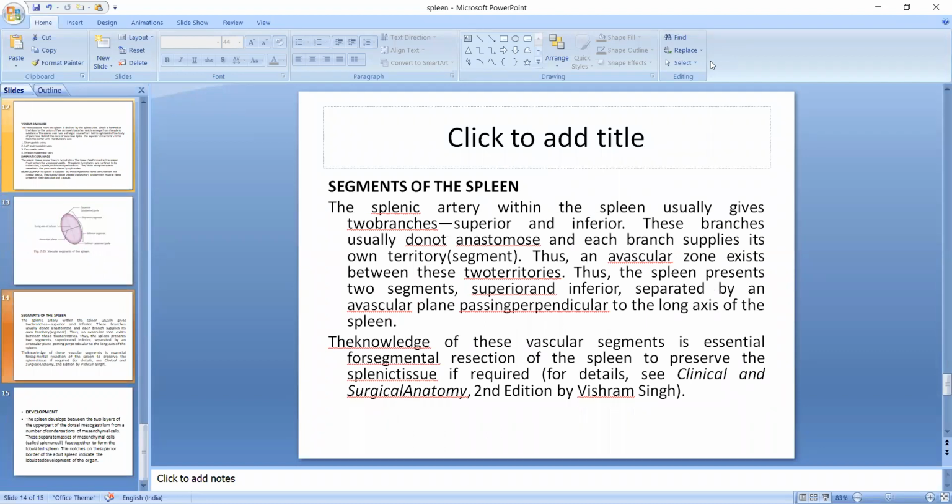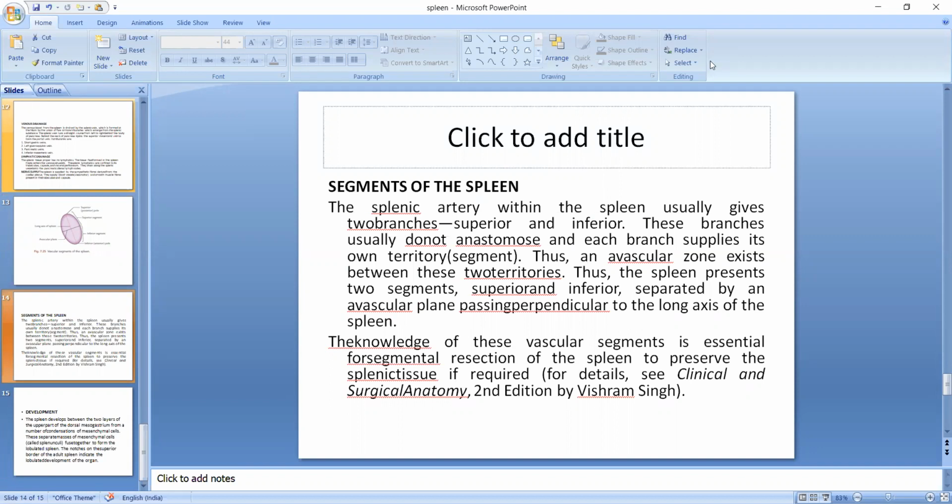Segments of the spleen: the splenic artery within the spleen usually gives two branches, that is the superior and inferior. These branches usually do not anastomose, but each branch supplies its own territory, meaning segments. Thus, an avascular zone exists between these two segments.